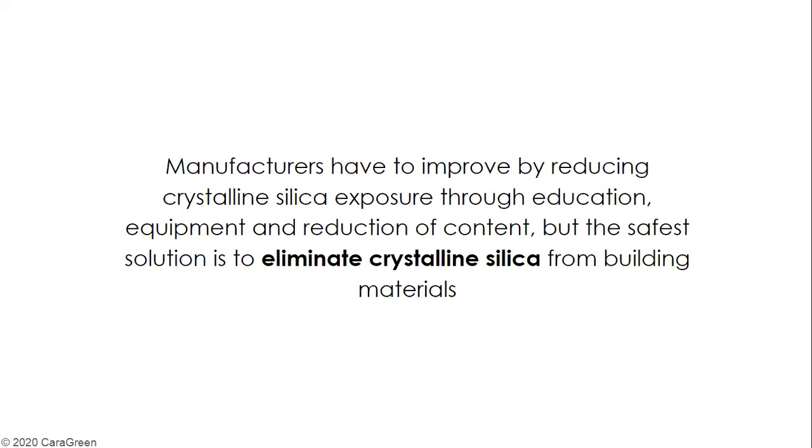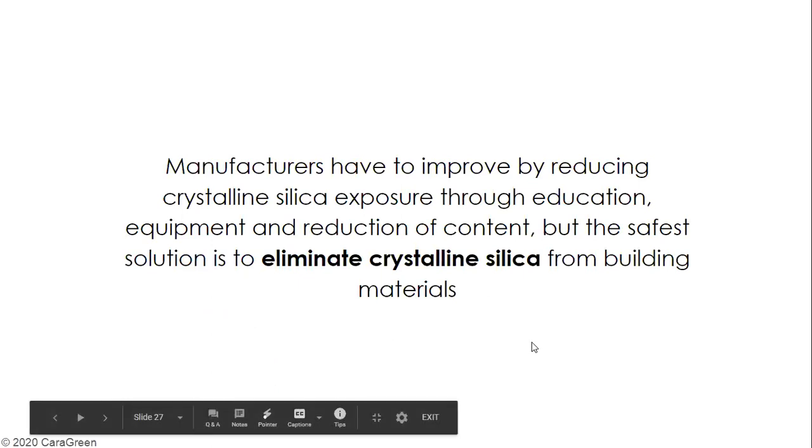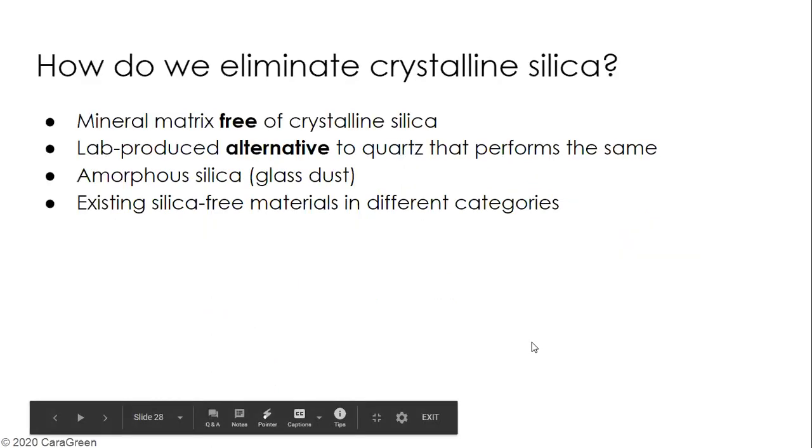So it's really important to isolate, educate, and protect. But the safest solution would be to completely eliminate crystalline silica from building materials. Now, is this a utopian idea? Yes, it is. But it is a path that the industry likely should be on, and is on.